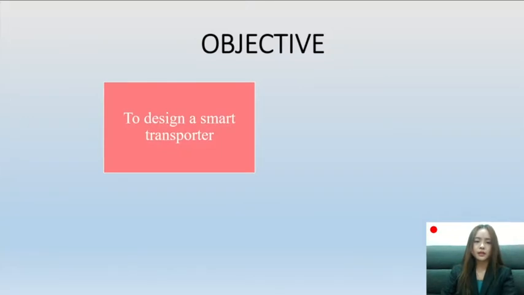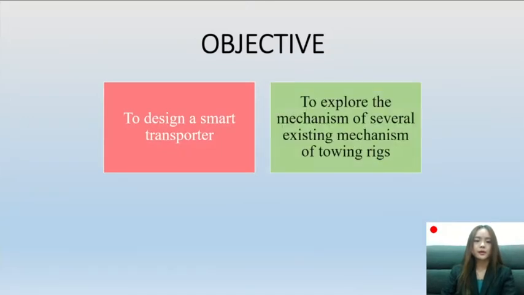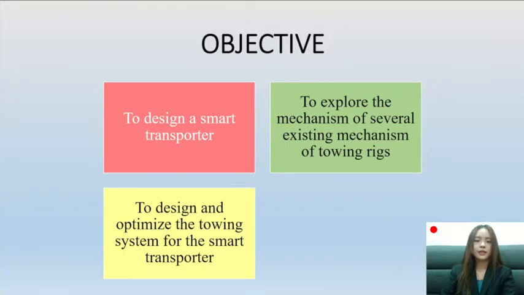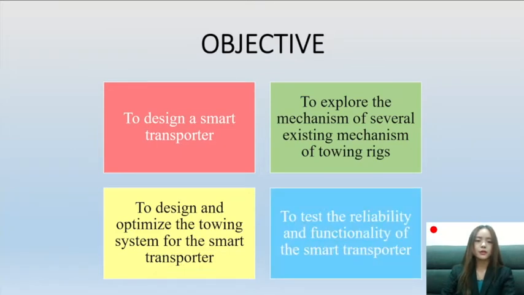So now we have come to the objective part, which is to design a smart transporter, then to explore several existing mechanisms of the rigs, to design and optimize the towing system for the smart transporter, and to test the reliability and functionality of the smart transporter. So now we will be discussing the scope of the project.